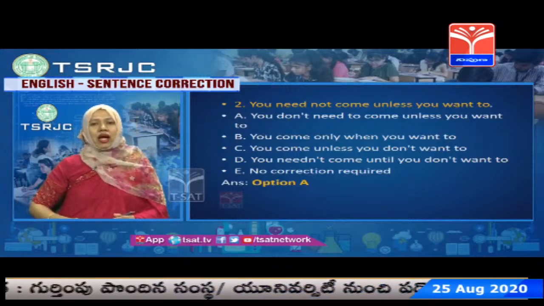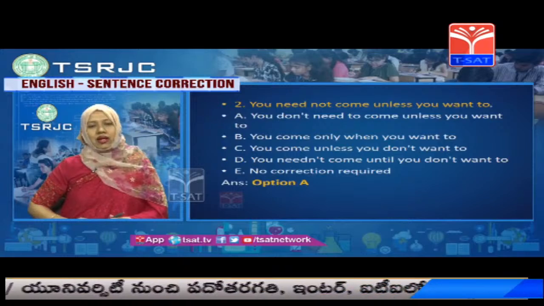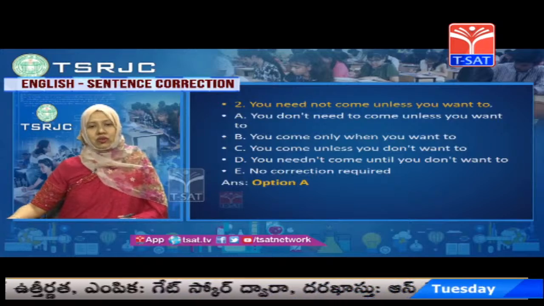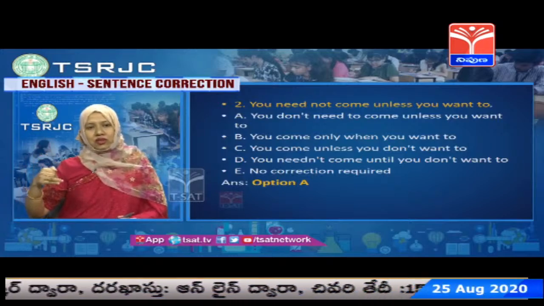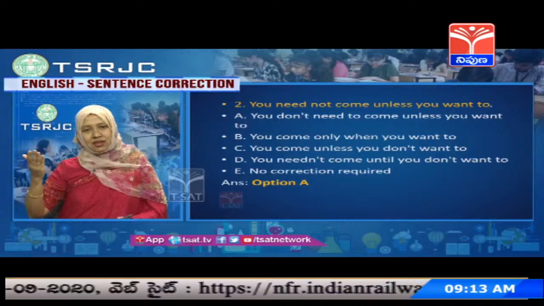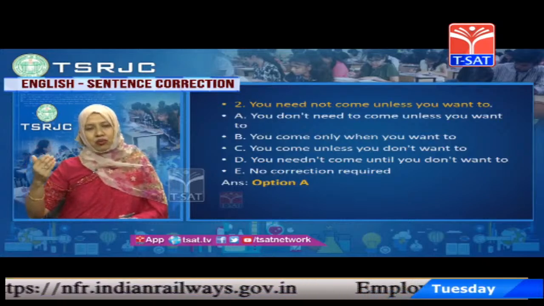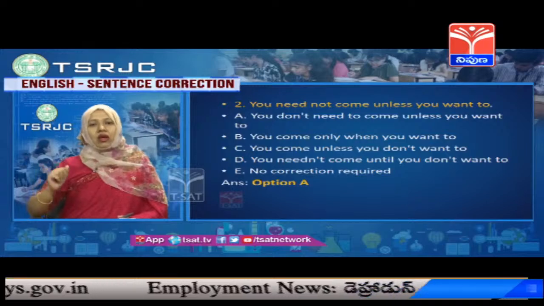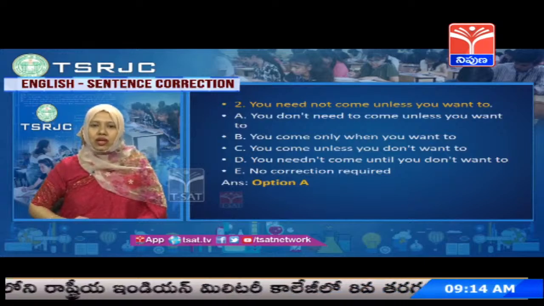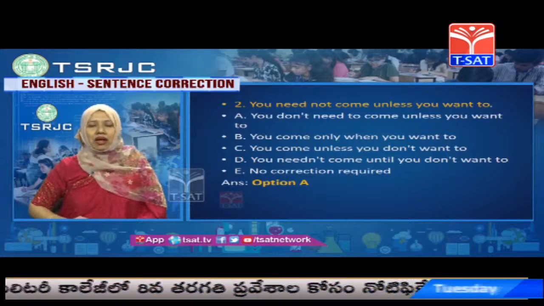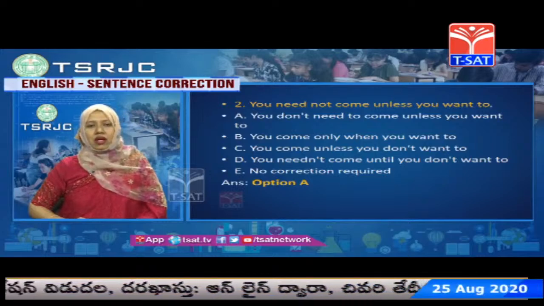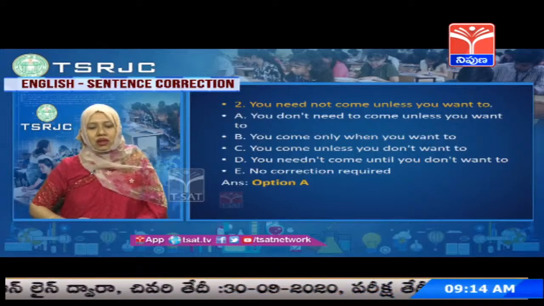You need not come unless you want to. In this sentence, first understand, you need not come unless you want to. Now, out of 4-5 options, you have to select an appropriate sentence which means the same as the sentence given. It should mean exactly the same. Option A, you don't need to come unless you want to. Option B, you come only when you want to. C, you come unless you don't want to. D, you don't come until you don't want to. E, no correction required. Now, what is the sentence?